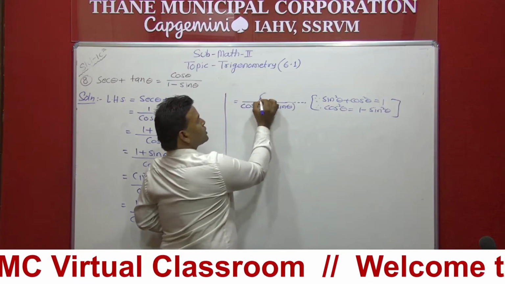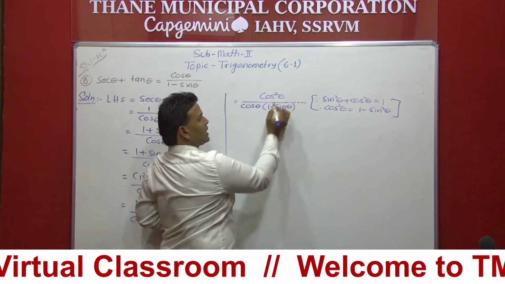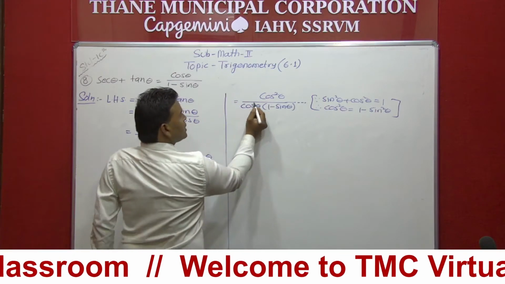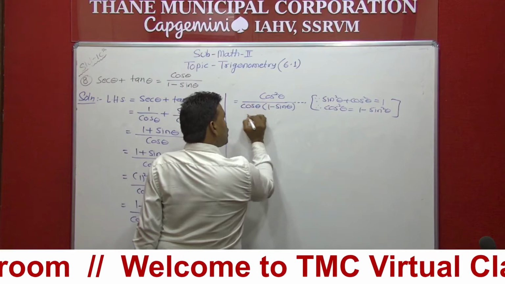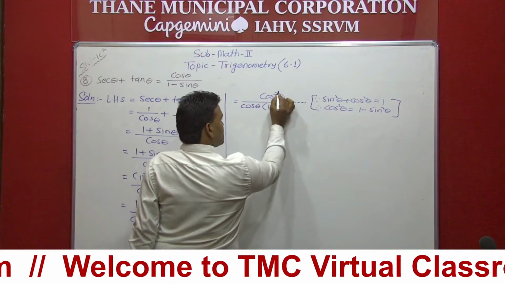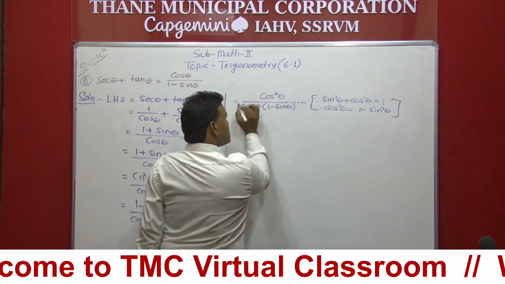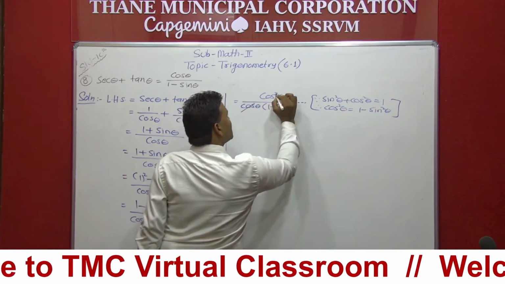So here I am going to substitute cos square theta. Now student, pay attention, the most important step. Here in the numerator and denominator, this is cos square theta, this is cos theta, this is cos square theta. Here this is 2 times, this is 1 time. So this whole will get cancelled with this.